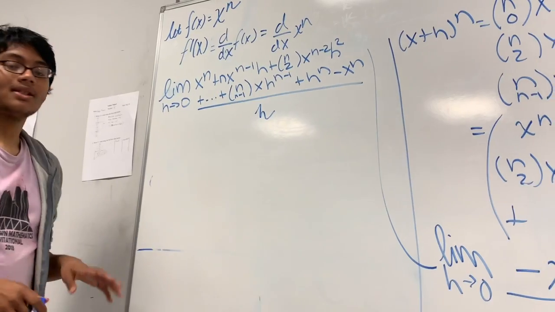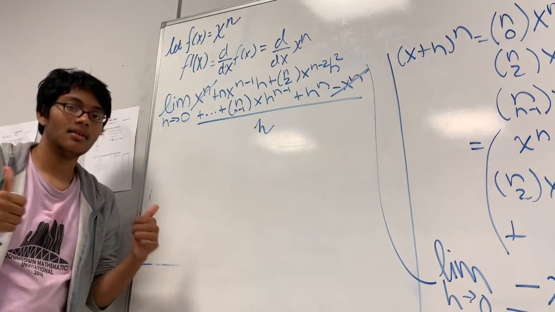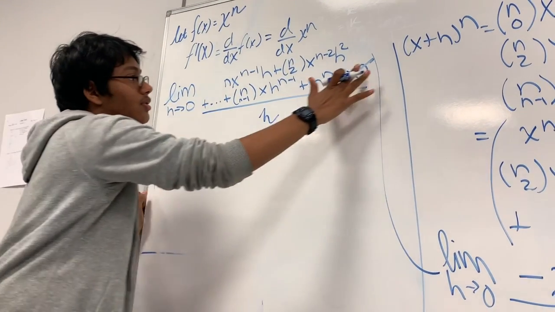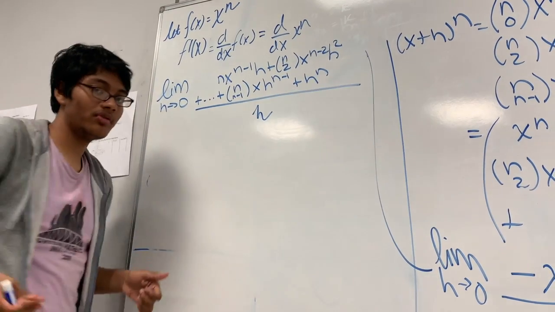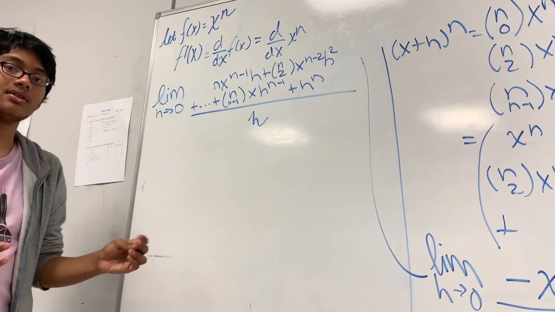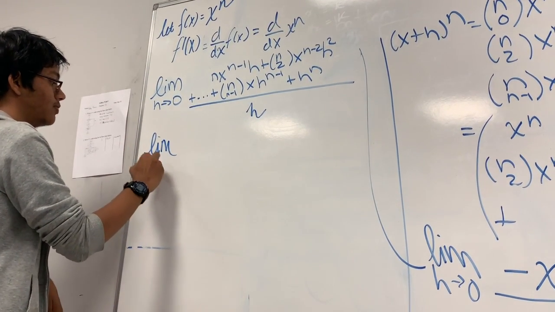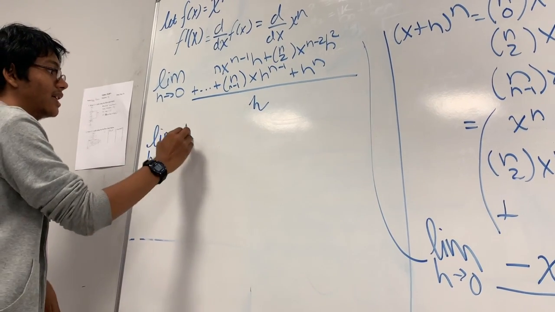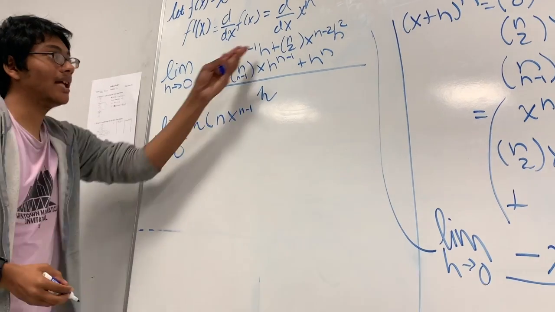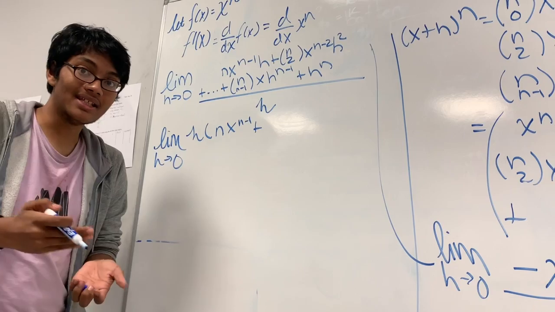Okay, immediately you see something that cancels out: x to the n, x to the n. We've made our job at least a little bit easier. Now, like most derivatives, you're going to try to factor out an h somewhere, and you can see all of these terms have h's. So let's factor out that h. The limit as h approaches 0, factoring out that h, we get n times x to the n minus 1. Now this h is gone, right?